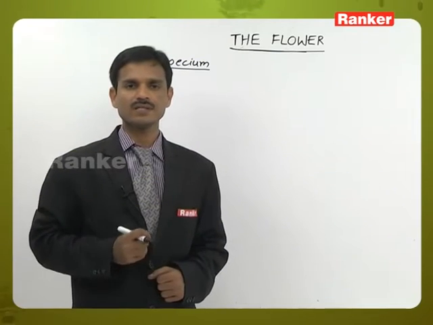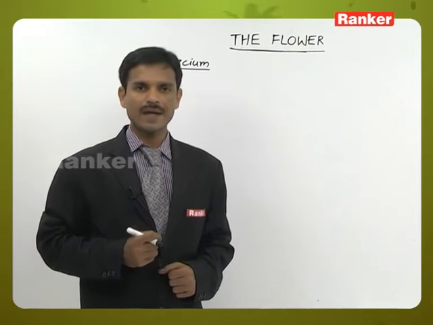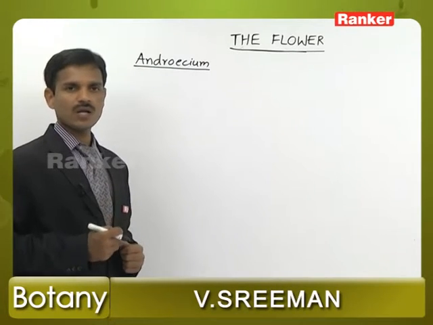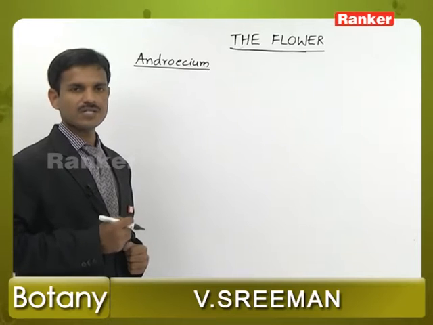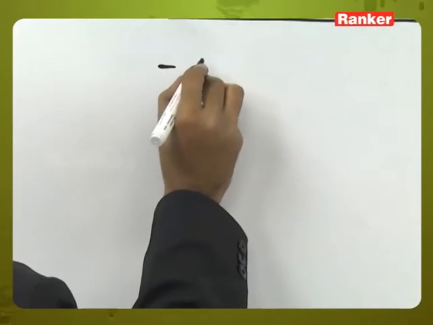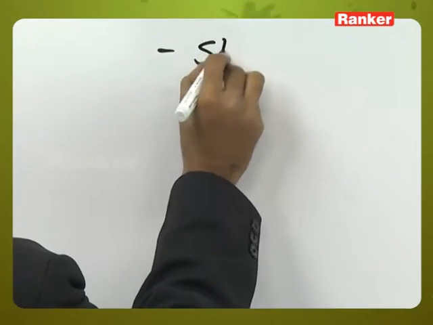In the flower, the third whorl is called the Androecium. Androecium is the male sexual organ. It is one essential organ. It is composed of stamens.